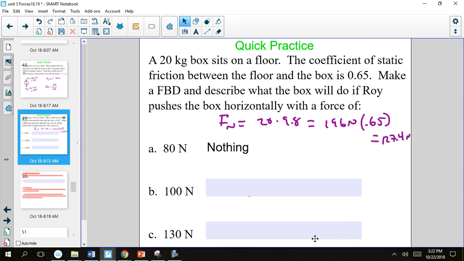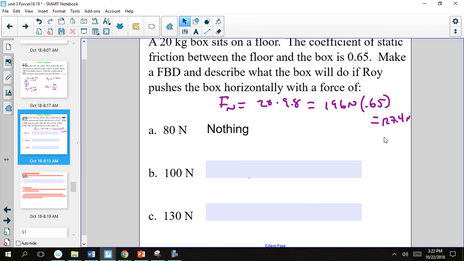Nothing's going to happen. Well, what about 100? Well, 100 newtons, yes, it's more than 80, but it's still less than our max. So again, nothing's going to happen. But now we have 130 newtons. So what does that mean? It's going to move. How much it moves by depends on the next section, which is the coefficient of kinetic friction.